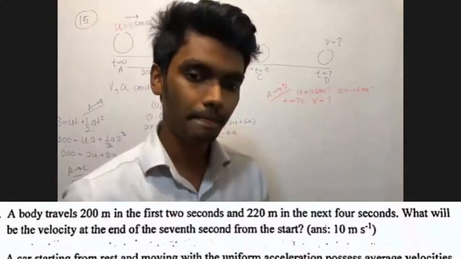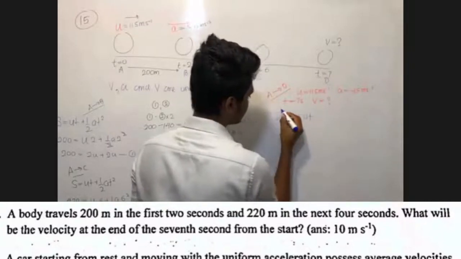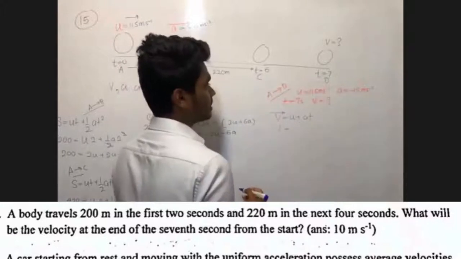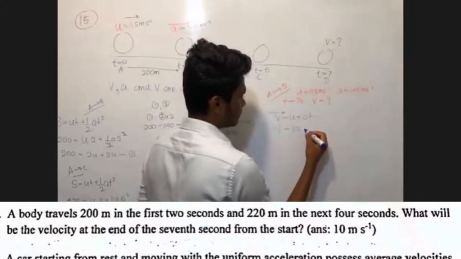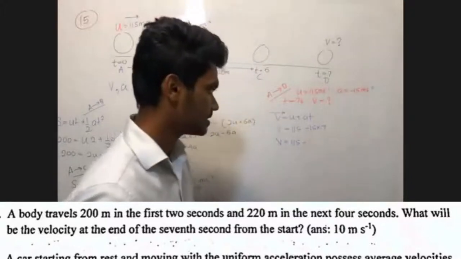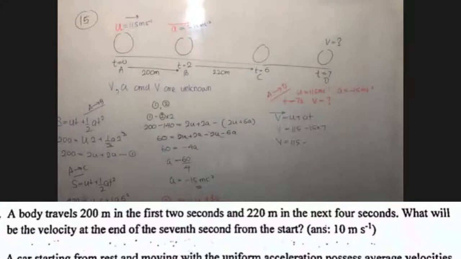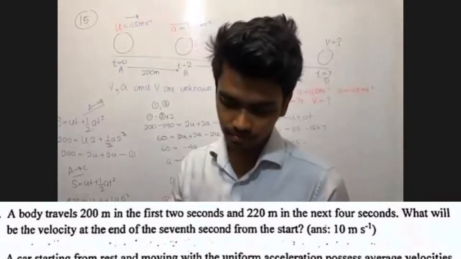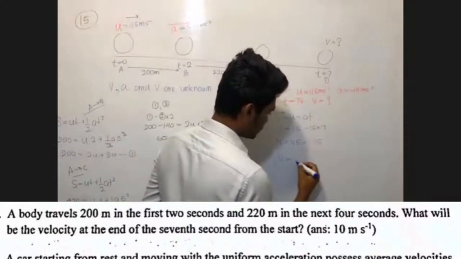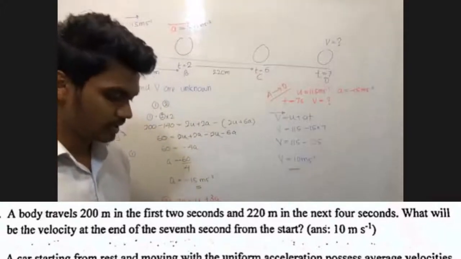What we need is the final velocity. What is the equation that we are going to use? V equals U plus AT. Final velocity V is what we need to find. Initial velocity is given, 115. Acceleration is minus 15. Time is 7. V is equal to 115 minus 15 into 7. I'll use the calculator to save time. 15 into 7 is 105. So V is equal to 10 meters per second.